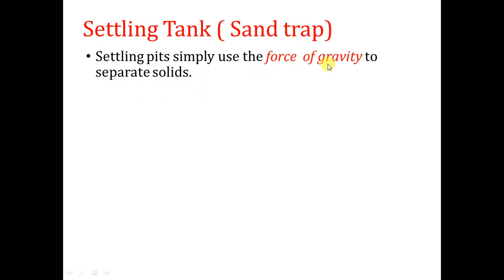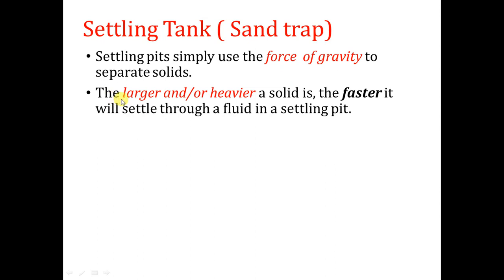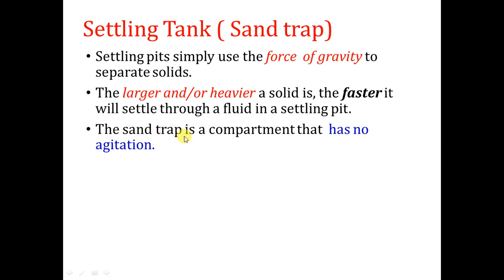So all the solids are separated by their density or the force of gravity. Number two, the larger and heavier the solid is, the faster it will settle through fluid in the settling pit. Number three, the sand trap is a compartment without agitation. Why without agitation? Because agitation can remix the solids and make them suspended in the fluid again. So we need it to be static, so there is no agitator in the sand trap.